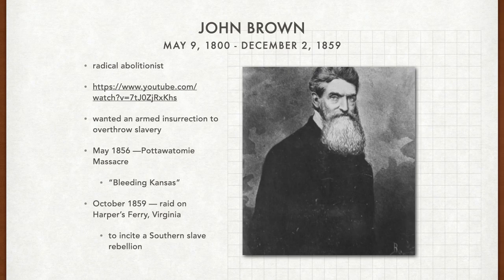So here's John Brown closer to the time of his death. John Brown was born on May 9th, 1800, and he was executed on December 2nd, 1859. And he was an American abolitionist who believed in and advocated armed insurrection, aka like a rebellion, right, except with more weapons, as the only way to overthrow the institution of slavery in the United States.